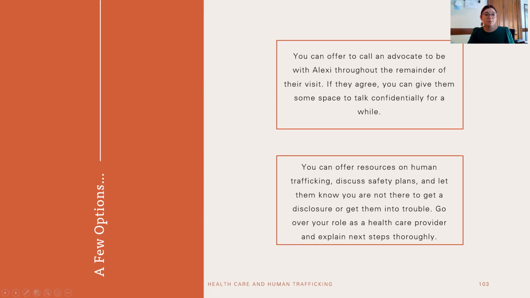If they agree, you can give them some space to talk confidentially for a while. And you can offer resources on human trafficking and discuss safety plans with them. Let them know that you are not there to get a disclosure or to get them into trouble. Go over your role as a healthcare provider and explain next steps thoroughly, right? The safety plan piece is so important. How can they stay safe after this disclosure and after the potential report that you have to make? And again, affirming that you're not there to get them in trouble. You're just there to keep them safe. And this is an obligation that you have as their provider.